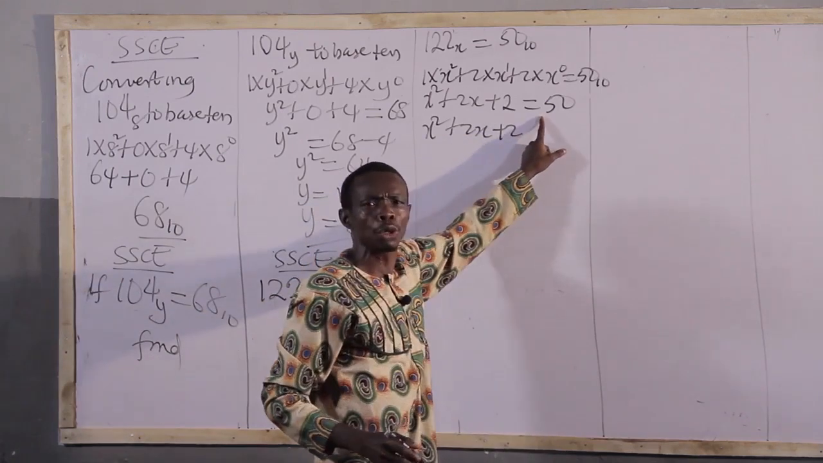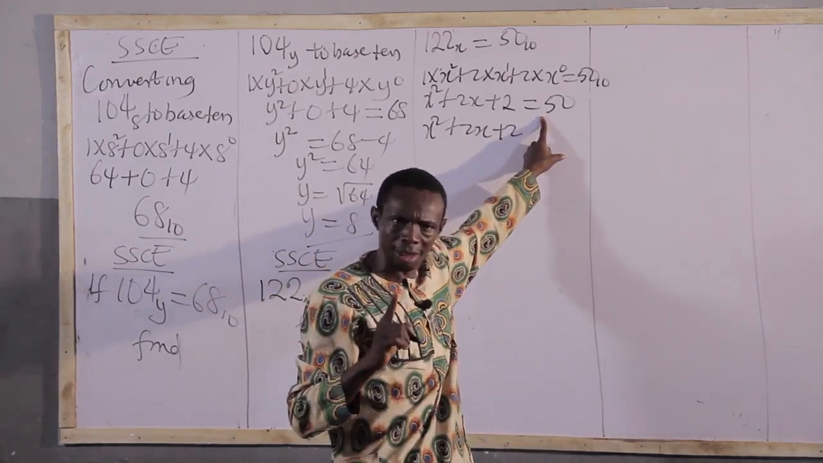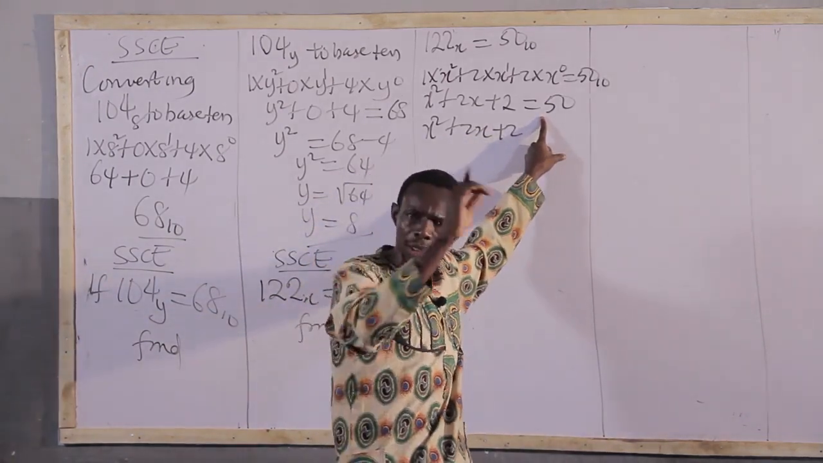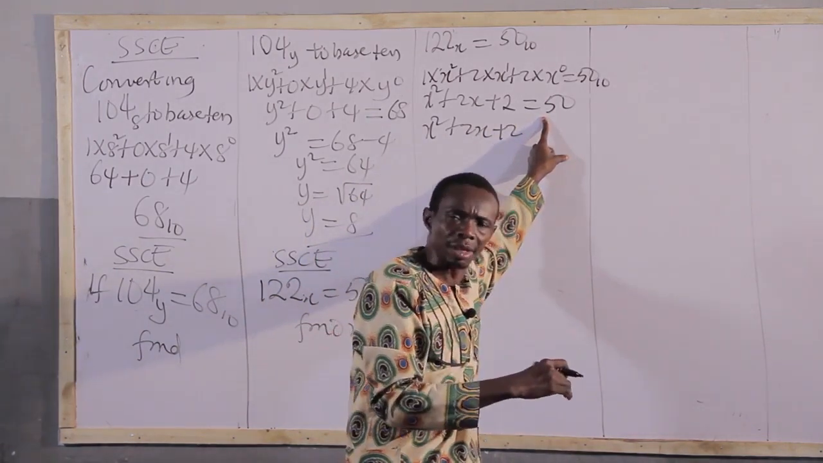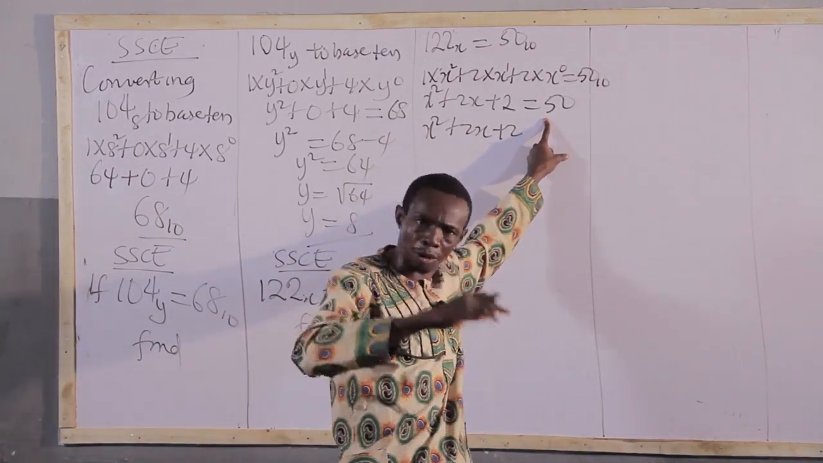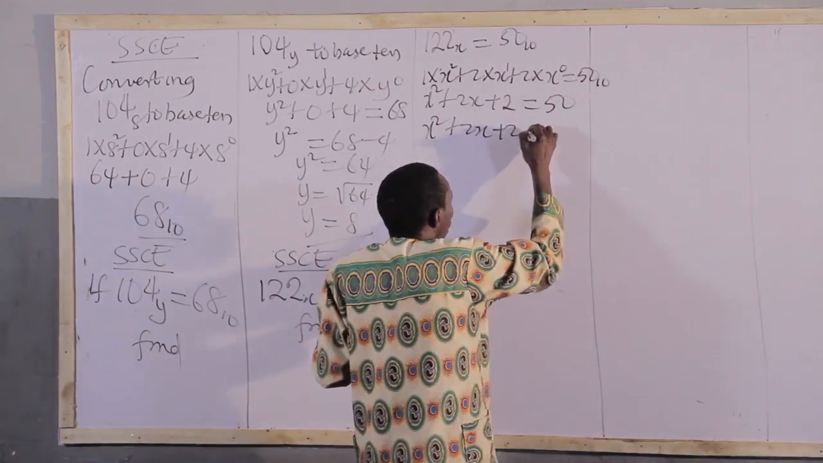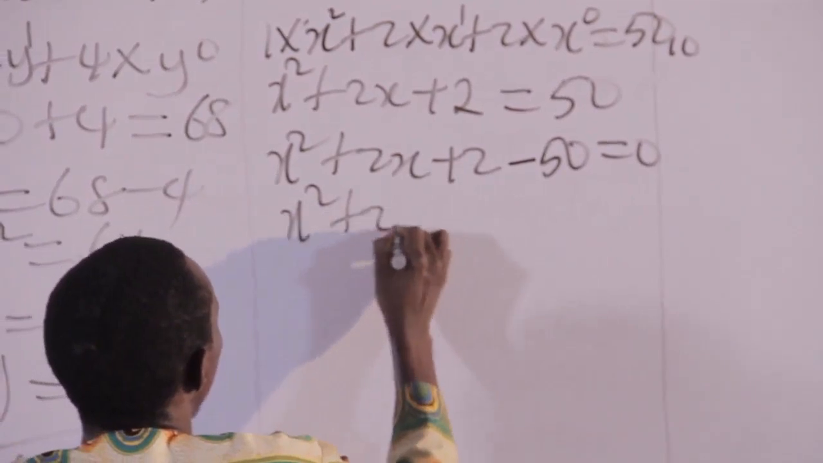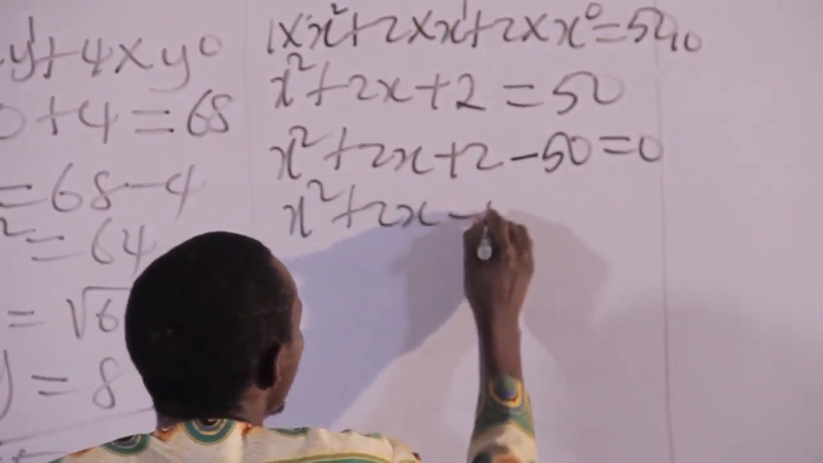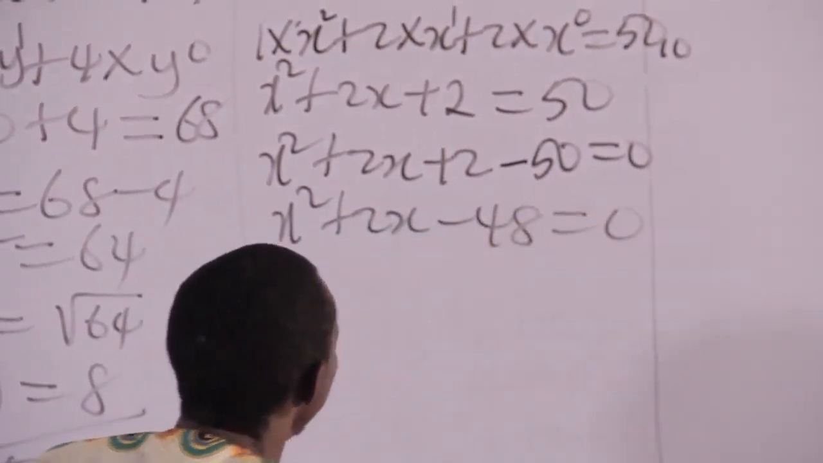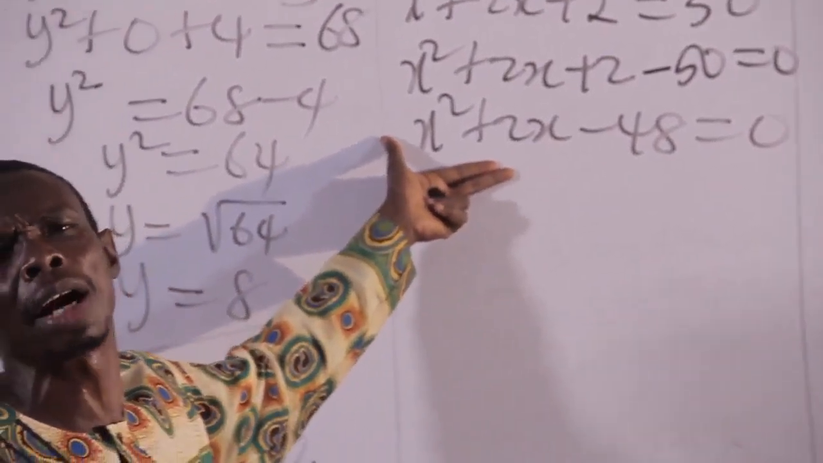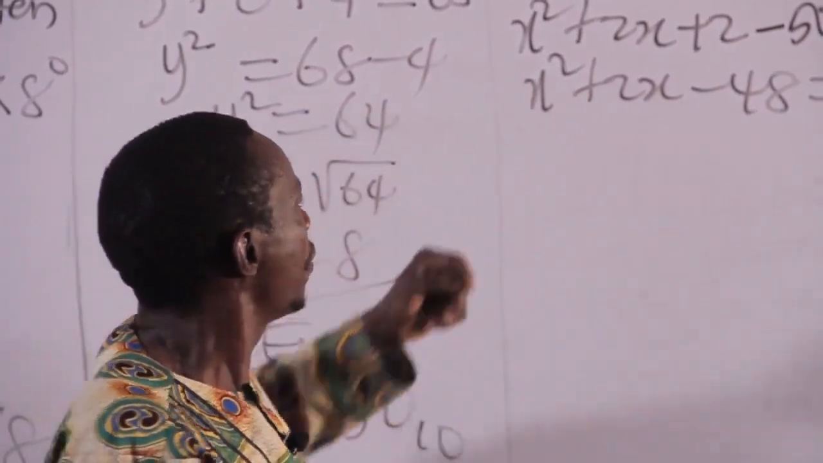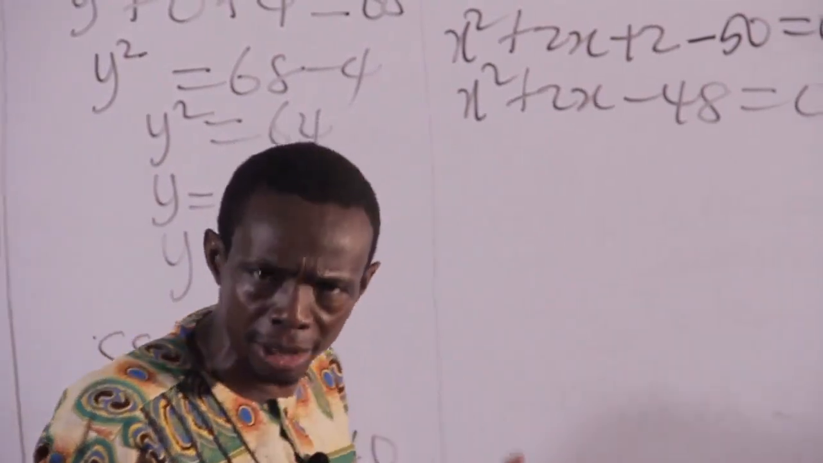Remember, when a positive number crosses the equality sign it becomes negative, and when a negative crosses the equality sign it becomes positive. So 50 crosses and becomes minus 50 equals 0. I have s squared plus 2s plus 2 minus 50, which is minus 48, equals 0. In another topic, I will explain factorization to you, since this leads to factorization.